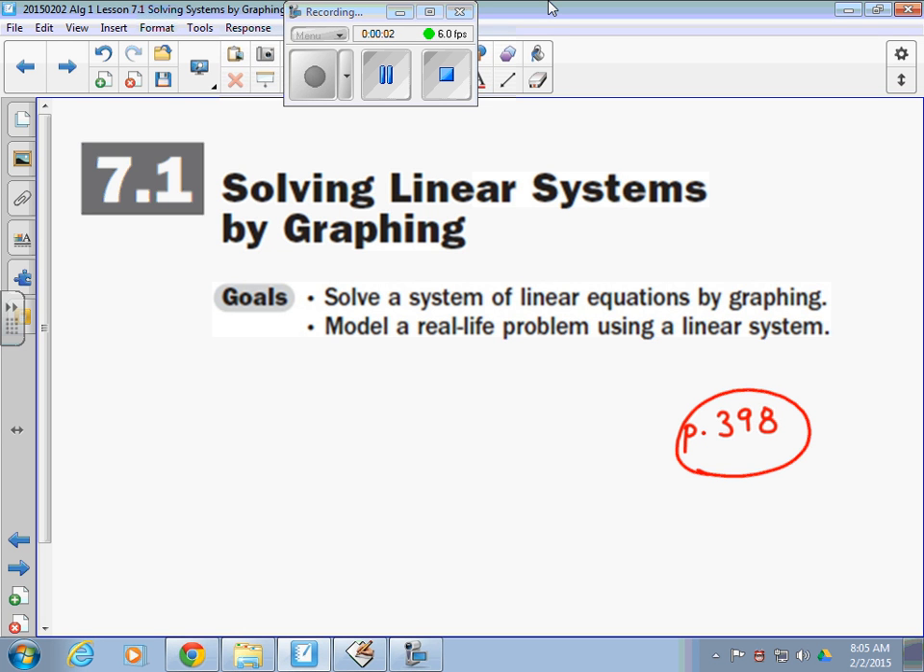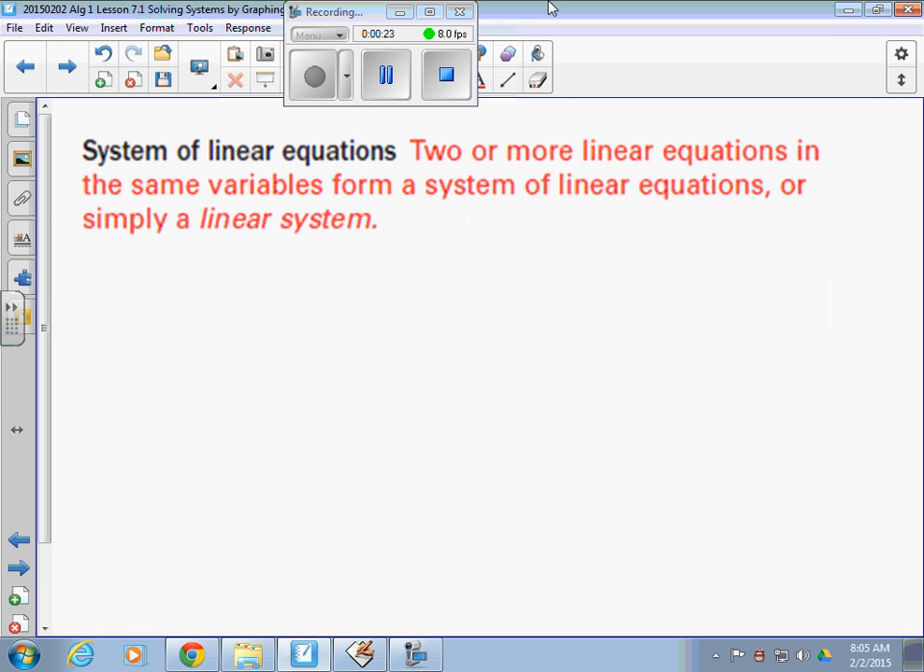This is Algebra 1, Lesson 7.1, Solving Linear Systems by Using Graphing. It's also known as the graph and check method. More often than not, it's just used as a quick representation once we learn the substitution and elimination methods, which will come next. But it is a way to graph to determine solutions of a system, beginning on page 398.